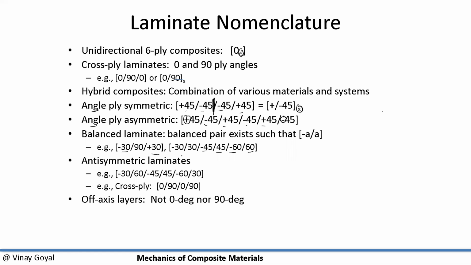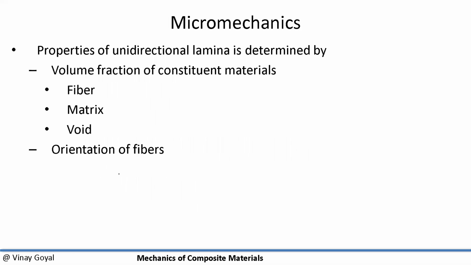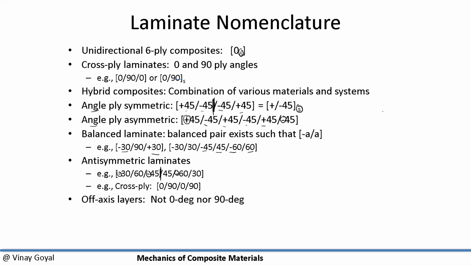Antisymmetric laminates: minus 30, 60, minus 45, 45, minus 60, 30. So here you can see it's symmetric about here, but the signs are off. So we call it antisymmetric laminates. Off-axis layers is anything not 0, not 90 degrees. Very important nomenclature. In fact, let me pause for a couple of minutes so you can look at this carefully.